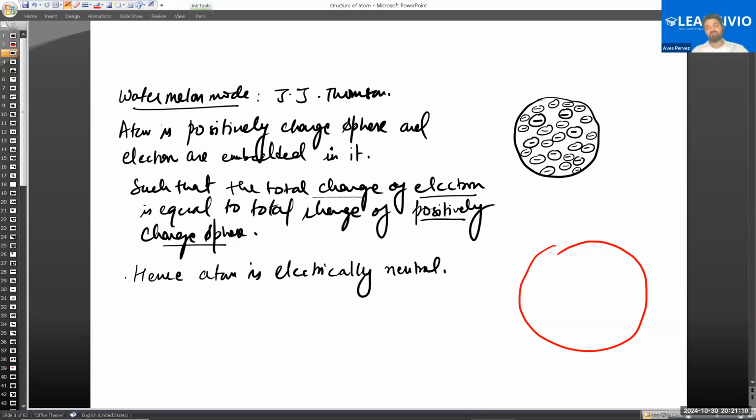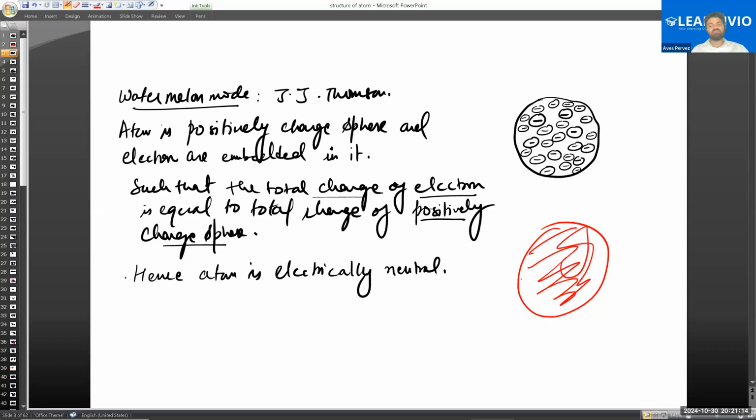Let's suppose this is a positively charged sphere, which carries positive charge. If we embed electrons inside it, then the total charge of these electrons is equivalent to the total charge of this sphere. That's why the atom is electrically neutral. So the watermelon model was given by J.J. Thomson, and he said that the atom is a positively charged sphere and electrons are embedded in it such that the total charge of electrons is equal to the total charge of the positive sphere. Note it down fast.